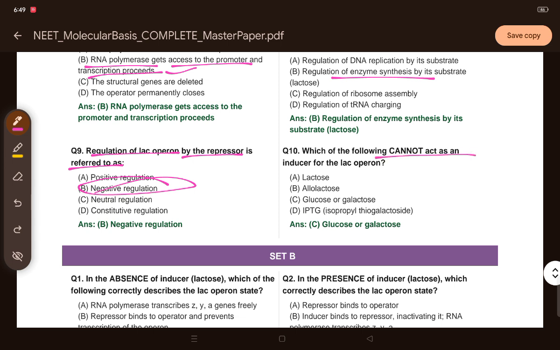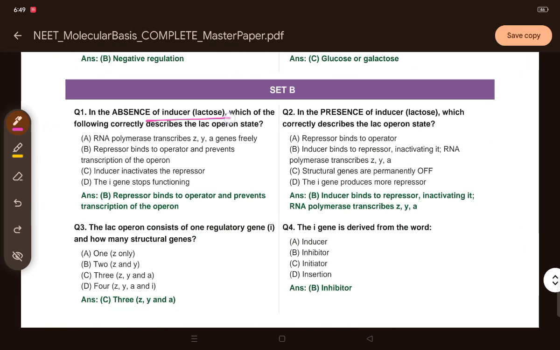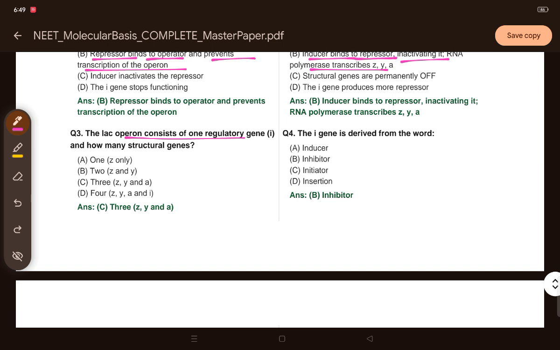Which of the following cannot act as an inducer for the lac operon, glucose or galactose? In the absence of inducer, which of the following correctly describes the lac operon state? A repressor binds to the operator and prevents transcription of the operon. In the presence of inducer, which is lactose, which correctly describes the lac operon state? Inducer binds to the repressor, inactivating it. RNA polymerase transcribes Z, Y, A. The lac operon consists of one regulatory gene and how many structural genes?